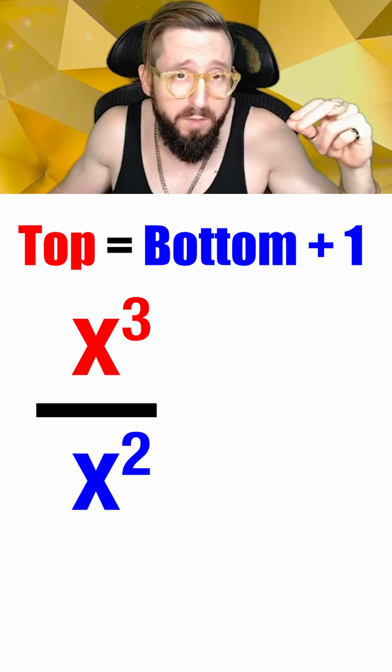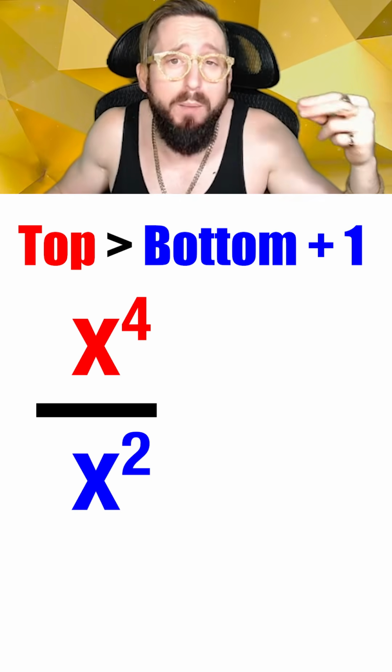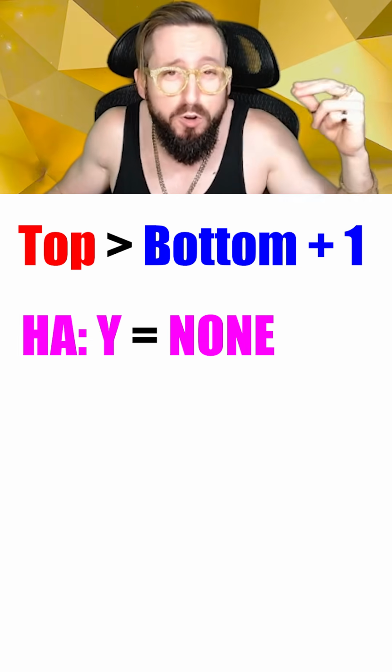If the top is 1 bigger than the bottom, then there is a slant asymptote you can find using polynomial long division. And finally, if the top is more than 1 power bigger than the bottom, then there are no horizontal asymptotes.